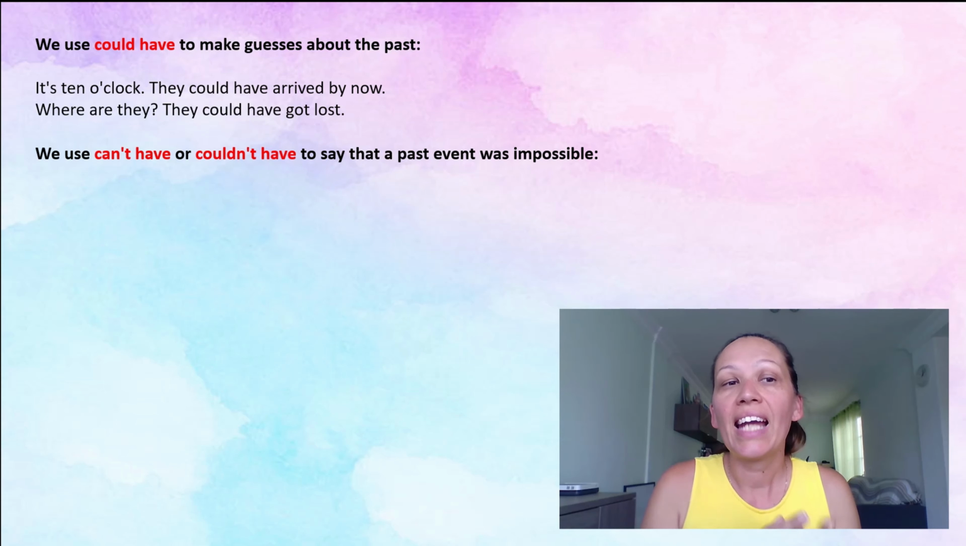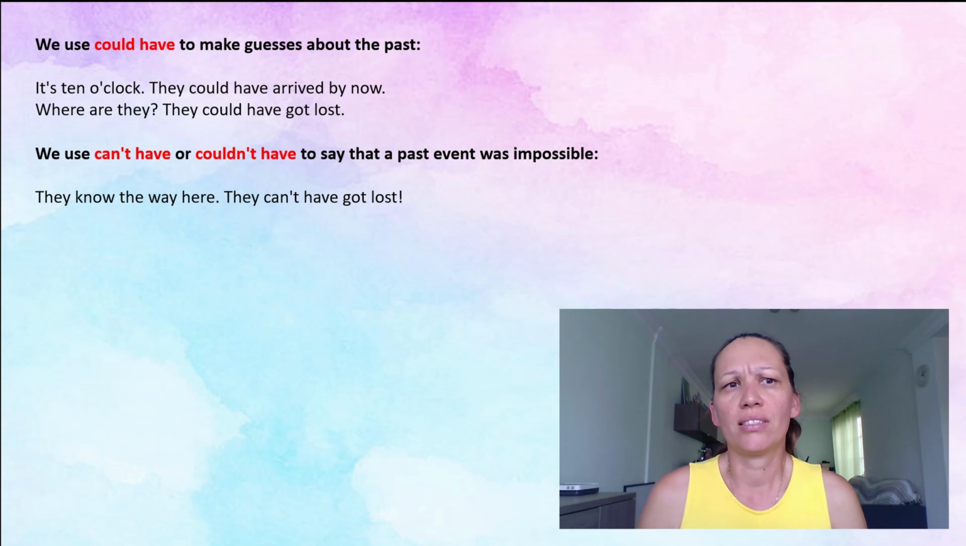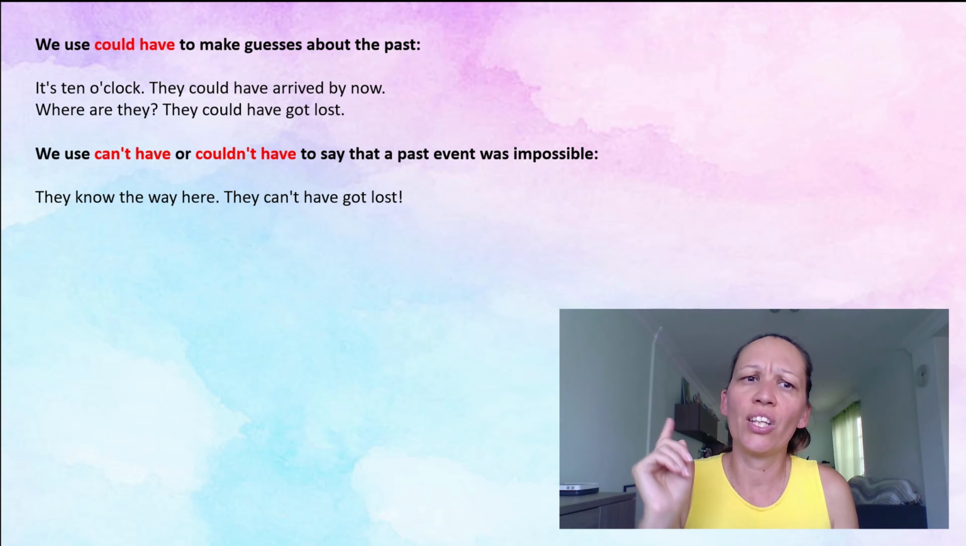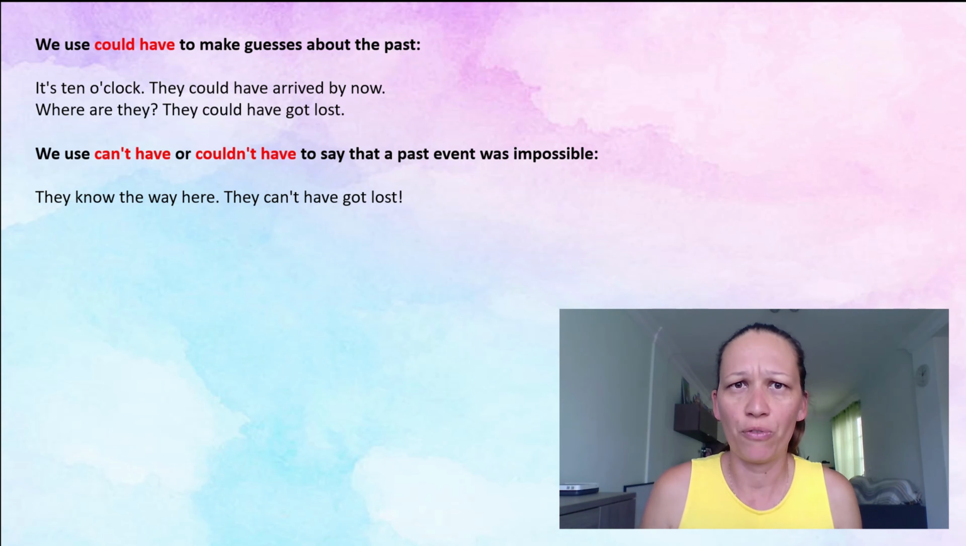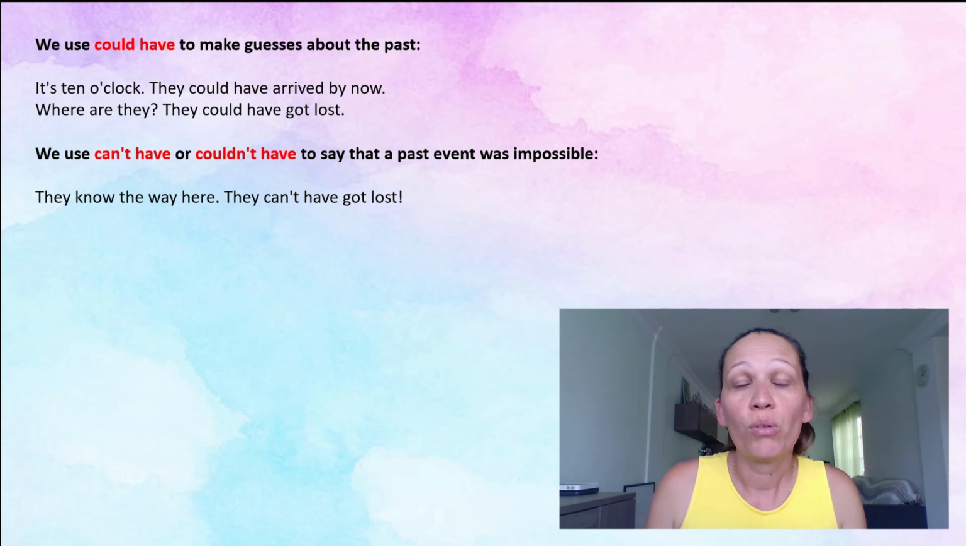We use can't have or couldn't have to say that the past event was impossible. For example, they know the way here. They can't have got lost. So we're talking about the same people. Where are they? They could have got lost. And the other person says, no, they know the way here because they've been here before, so they know the way and they can't have got lost. Probably they stopped somewhere to do some shopping.